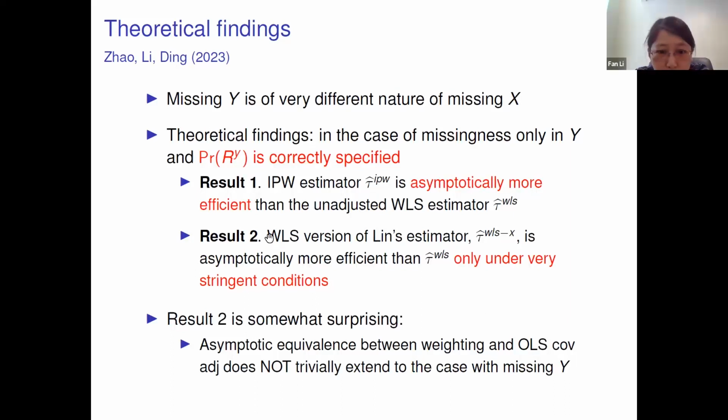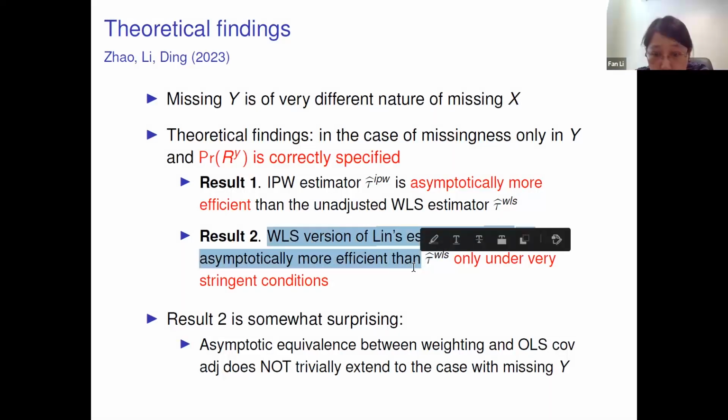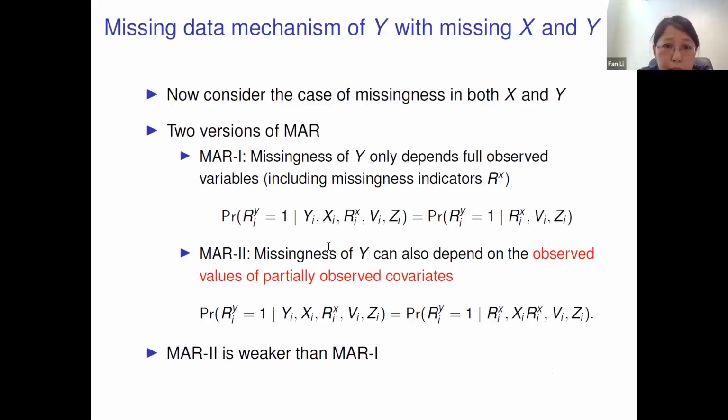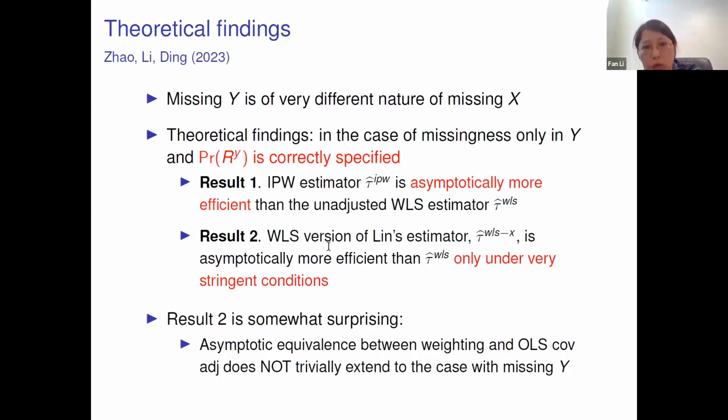So the point is that when you do the weighted regression, it needs a much stronger assumption or data structure in order to have the asymptotic efficiency gain. So this points to us that if you are missing Y, just using the weighting estimator sounds like a better idea than using the weighted least squares, the WLS version of the Lin estimator. And so that finding actually gets us into the next step.